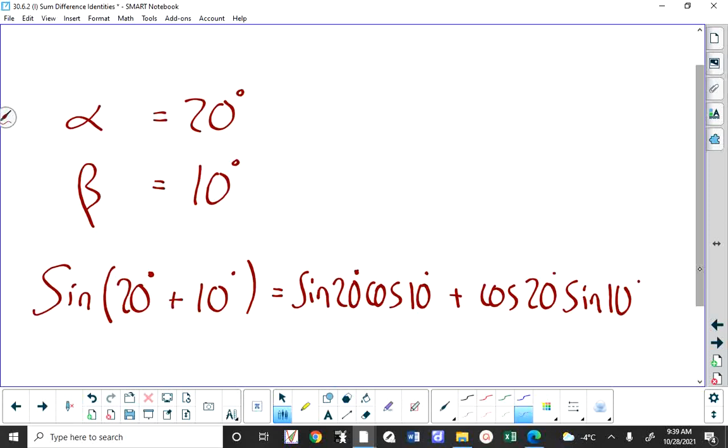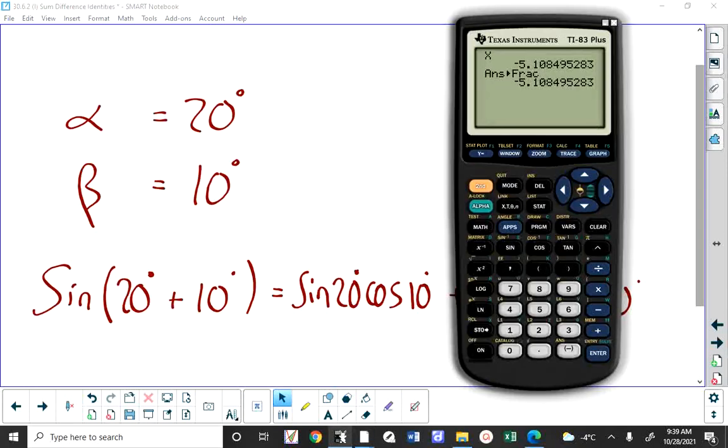Sine of 20 degrees is irrational. It's not a fraction of integers. Cos of 10 is irrational. Cos of 20 is irrational. Sine of 10 is irrational. But when you put them together like this, you're going to get the exact same thing as getting sine of 30 degrees. So we can verify that, or I will verify it for you.